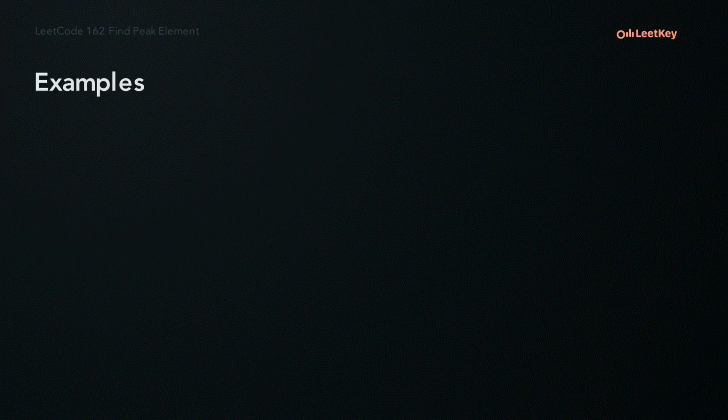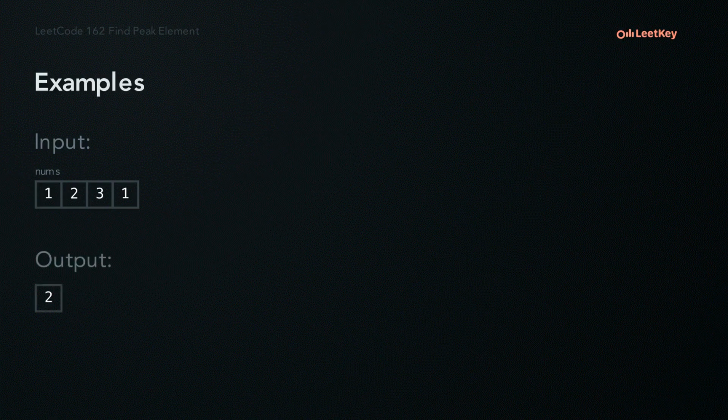For example, example 1, input nums is the array 1, 2, 3, 1. Output is the index 2. 3 is a peak element, and your function should return the index number 2.